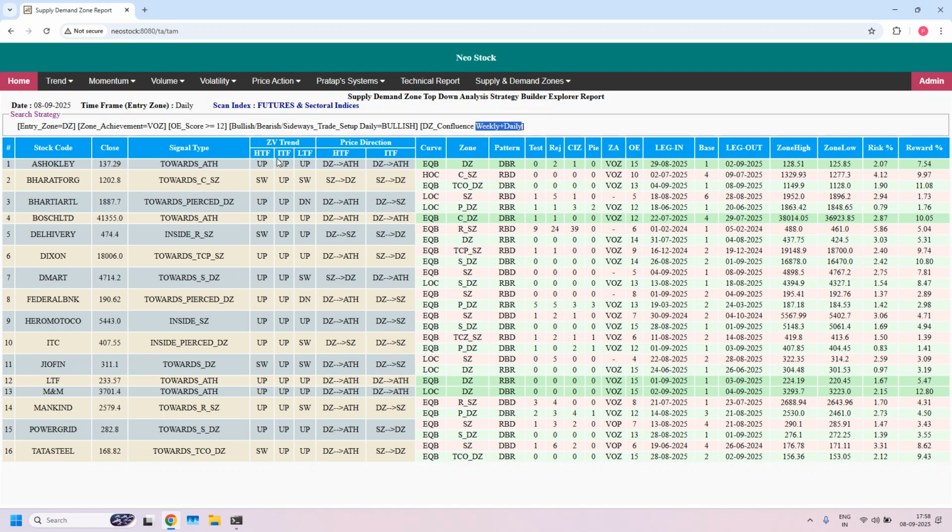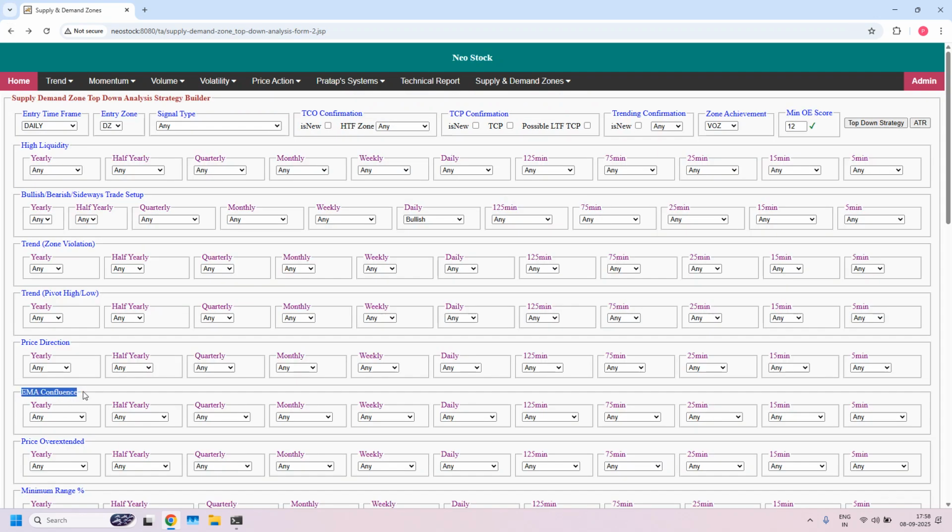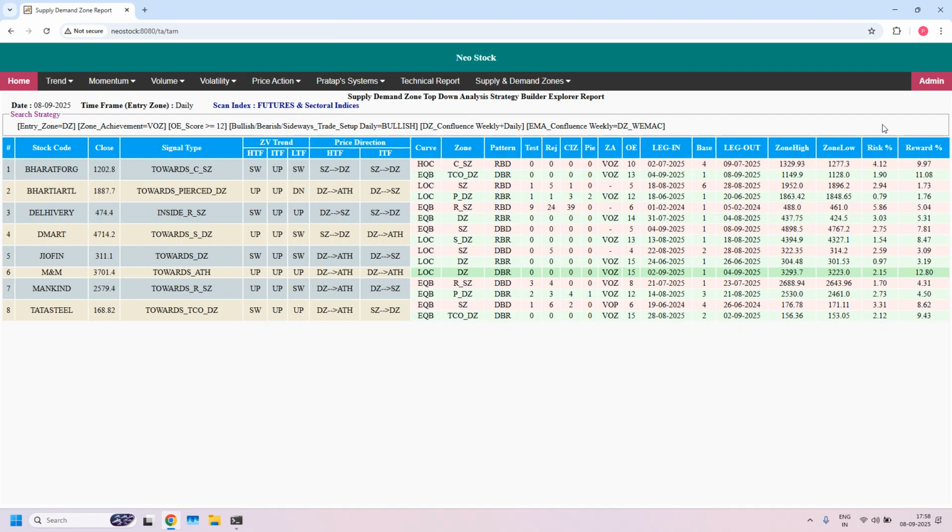And the weekly trend is uptrend in all the stocks. ITF trend is weekly. So we can further filter this list based on weekly demand zone having weekly EMA confluence. So I'm going back, adding EMA filter on weekly time frame by checking weekly demand zone having weekly EMA confluence. Because weekly trend is uptrend in all the stocks, I'm filtering. So now we got 8 stocks.